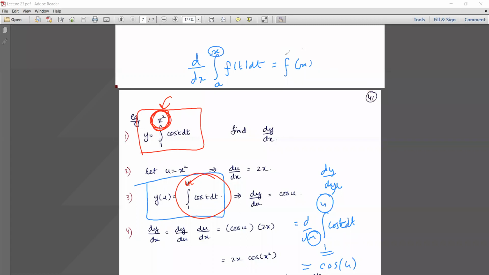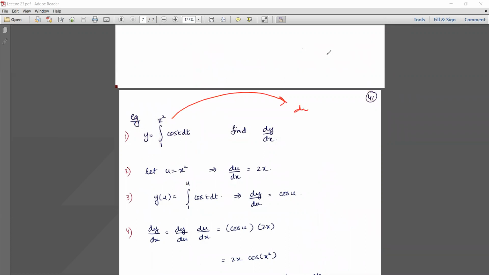Here the u is just an intermediate variable that I've created just to help you see the chain rule. But if that's confusing, just know that in order to differentiate y with respect to x, I'm first differentiating y with respect to x squared, right? And when I do that, I get cos of x squared, but then I have to further differentiate x squared, which is 2x. So if u is confusing you, you can think of it like that. First differentiate this with respect to x squared, which is the upper limit, and then further differentiate x squared with respect to x.